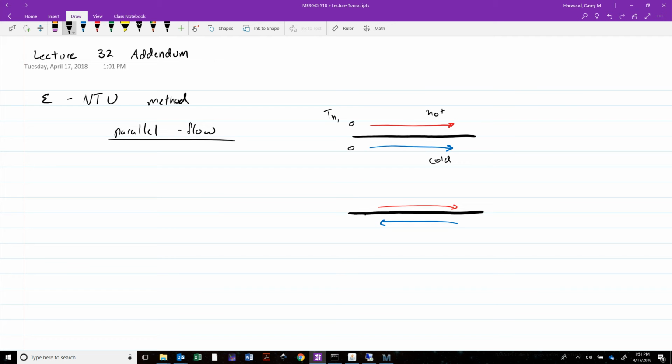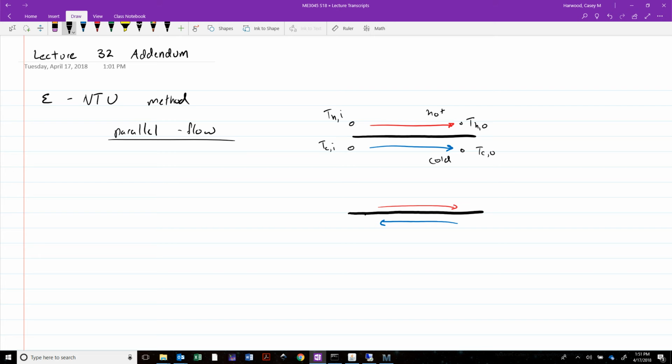And so for a parallel flow heat exchanger, the hot and the cold fluid inlets are located right next to each other. And then the hot fluid outlets and the cold fluid outlets are also located right next to each other. And so we define these four temperatures, T_HI and T_HO, for the inlet and outlet temperatures of the hot fluid, and T_CI, T_CO for the inlet and outlet temperatures of the cold fluid.